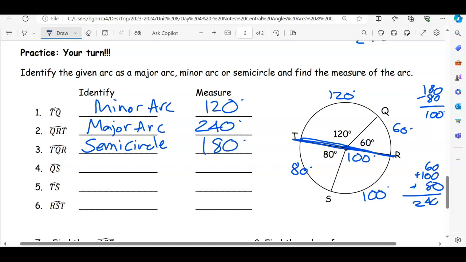Okay, QS, 2 letters has to be, quit doing that. Quit doing that.